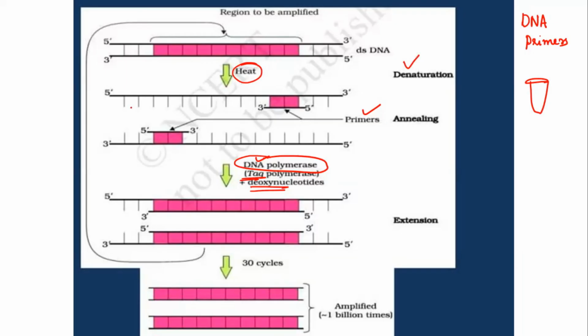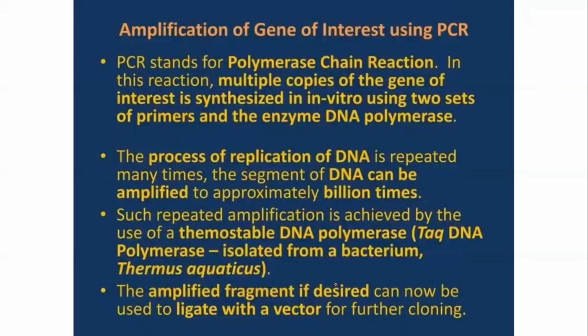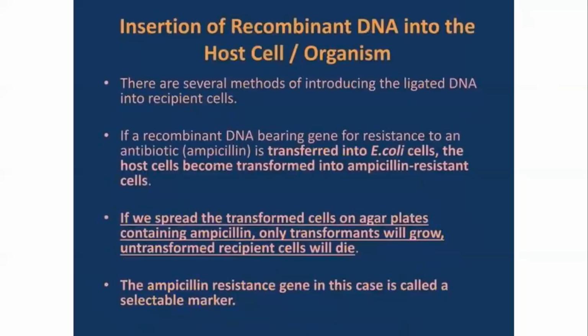So DNA gets denatured. The primers get annealed. That means primers will be binding to the specific sites by complementary base pairing. Then the DNA polymerase enzyme and deoxyribonucleotides will be added. Added in the sense they'll be acting there, and as a result extension takes place. So denaturation, annealing, extension will be carried out in 30 cycles, and finally we have around 1 billion copies of amplified DNA. Okay, that is the PCR process.